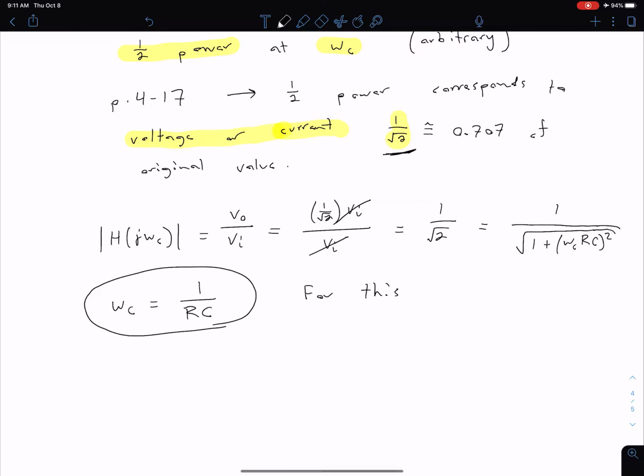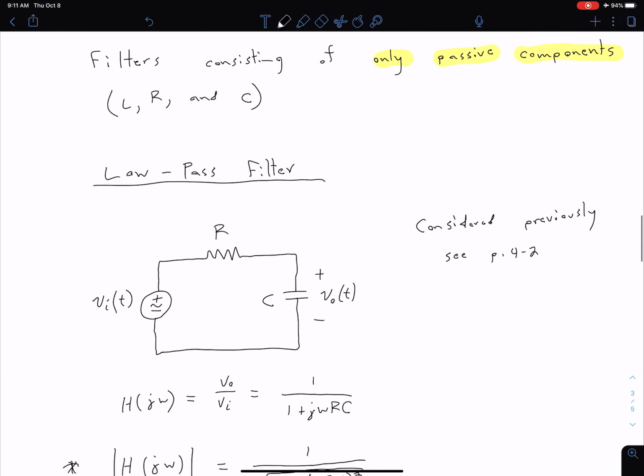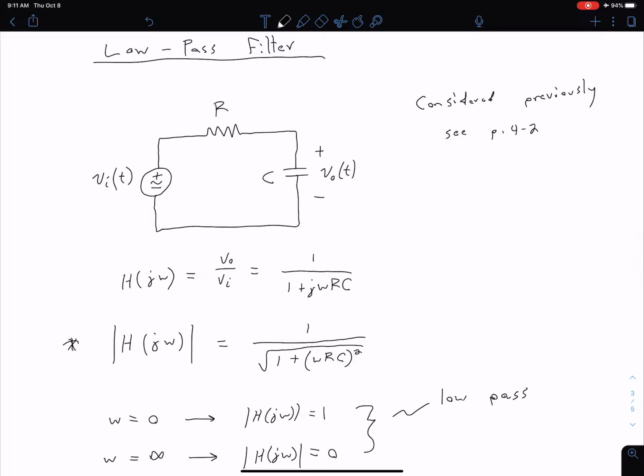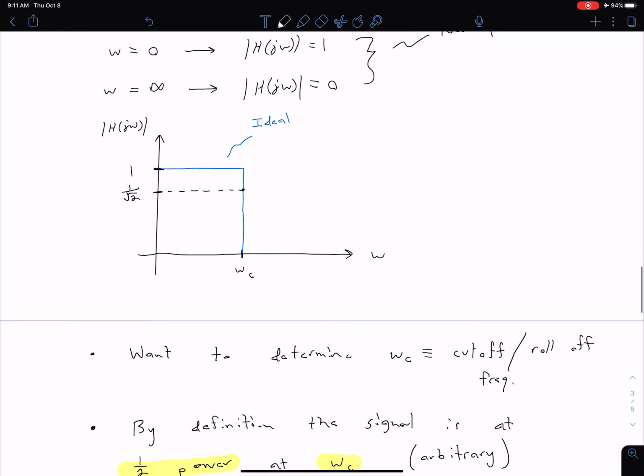Something to keep in mind though is this is for this particular circuit. So this is not a general equation for low pass filters. This is only for this simple first order filter circuit here. So with that in mind, we know this omega c is equal to 1/RC. And so what that means is we can adjust where this frequency is by selecting our resistor and capacitor values.